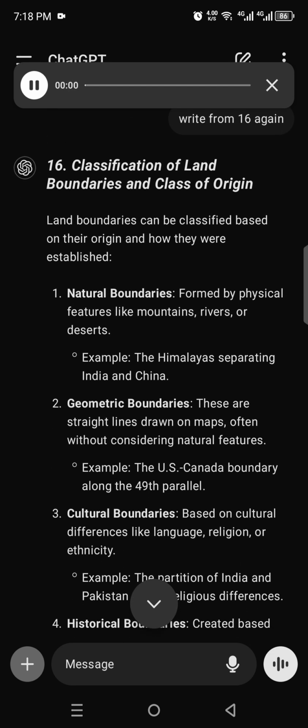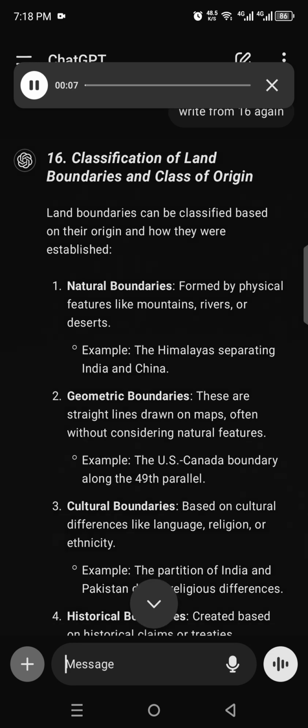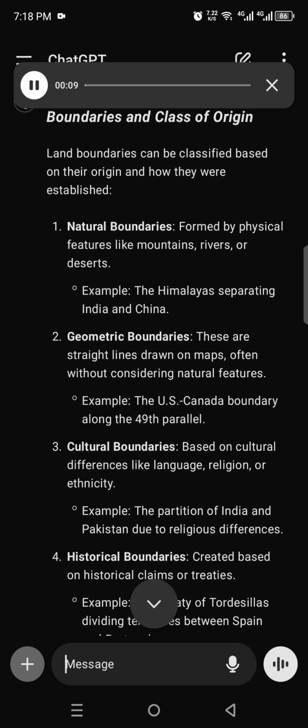Question 16. Classification of land boundaries and class of origin. Land boundaries can be classified based on their origin and how they were established. 1. Natural boundaries, formed by physical features like mountains, rivers, or deserts. Example, the Himalayas separating India and China. 2. Geometric boundaries. These are straight lines drawn on maps, often without considering natural features. Example, the U.S.-Canada boundary along the 49th parallel.